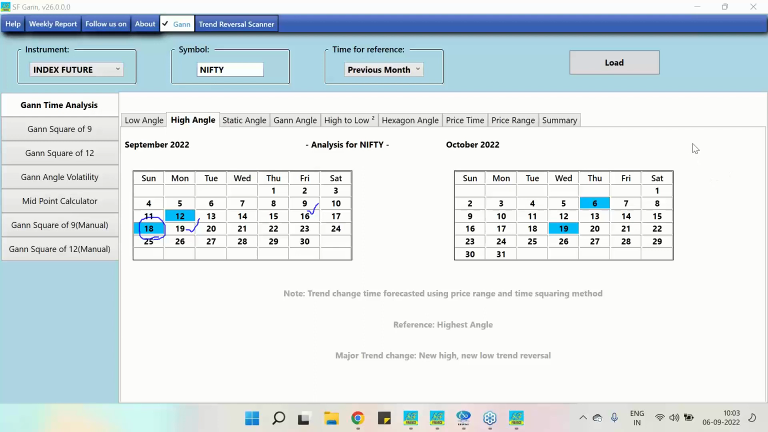And we have Bank Nifty. First, I will load the data for Bank Nifty. You select the symbol, taking the same reference, and it has loaded the data for Bank Nifty.